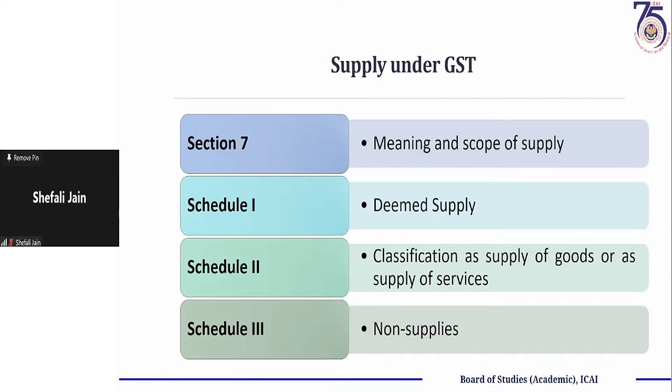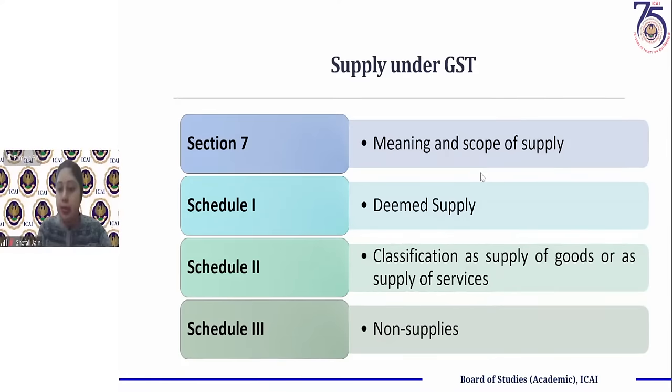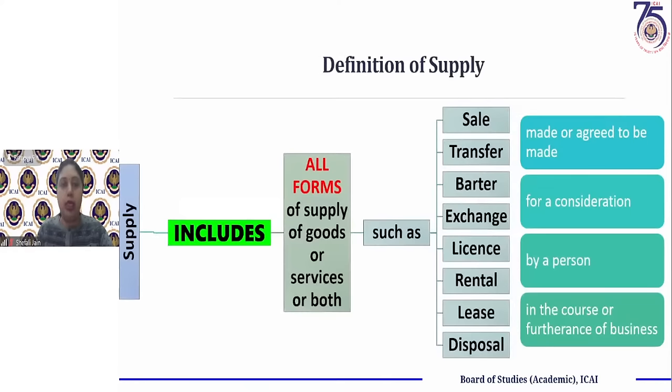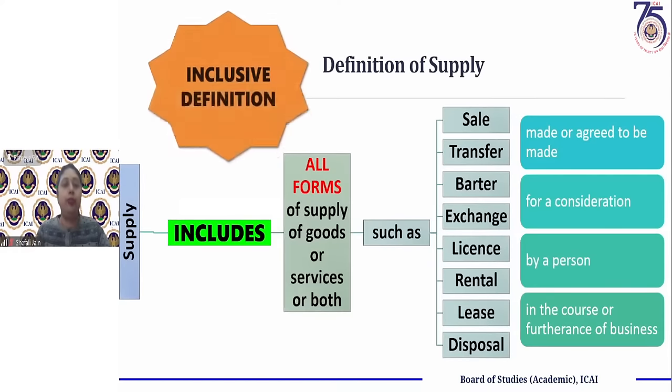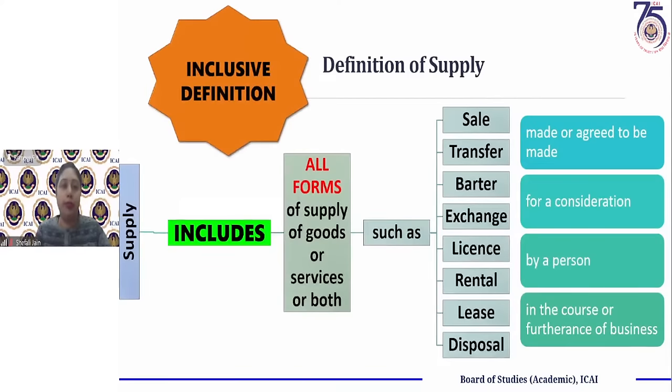Now we come to the next slide. Definition of supply. The most important thing under definition is that it is an inclusive definition. The most important definition of GST law, the base, the foundation of GST law, has been defined through an inclusive definition.